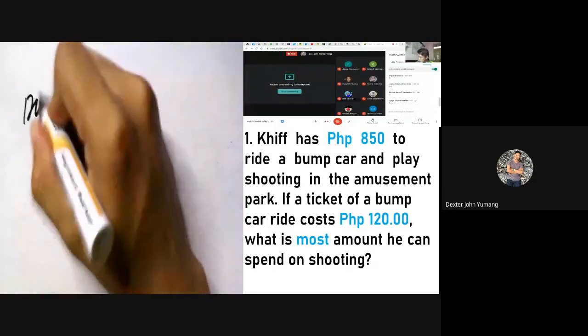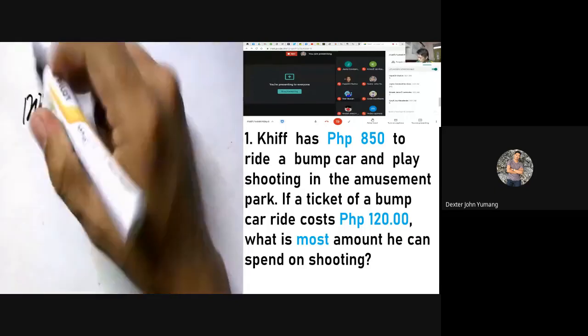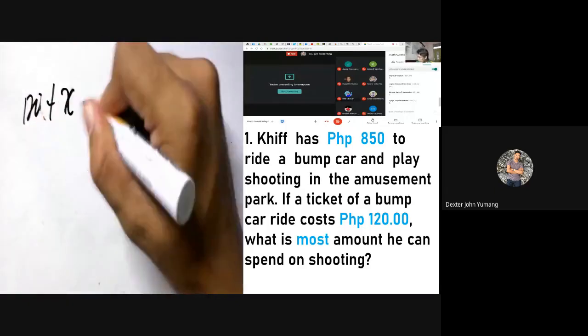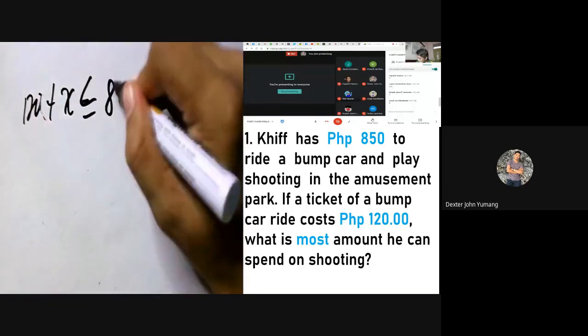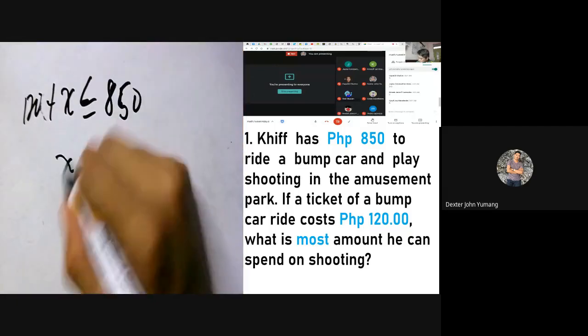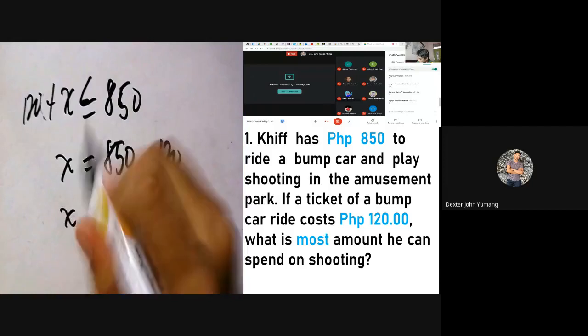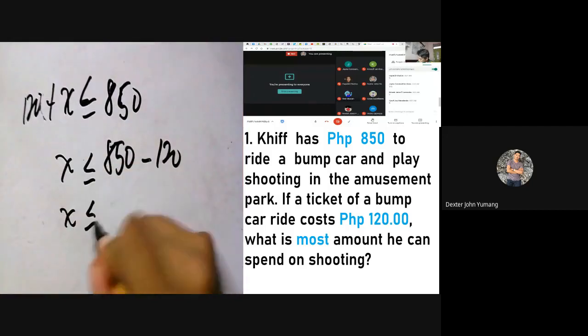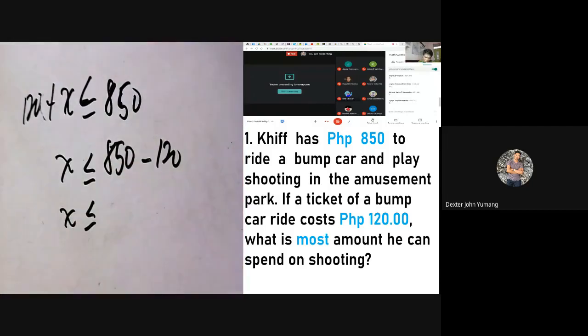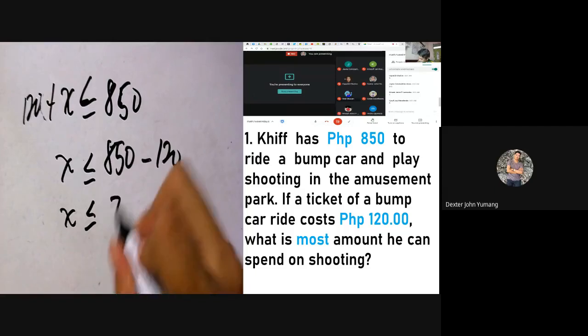So 120 plus x less than or equal to 850. Okay, lipat-lipat lang po. 850 minus 120. X should be less than or equal to 850 minus 120. That is 850 minus 120, ilan po? What's the answer here? 730. Yes, that is 730.